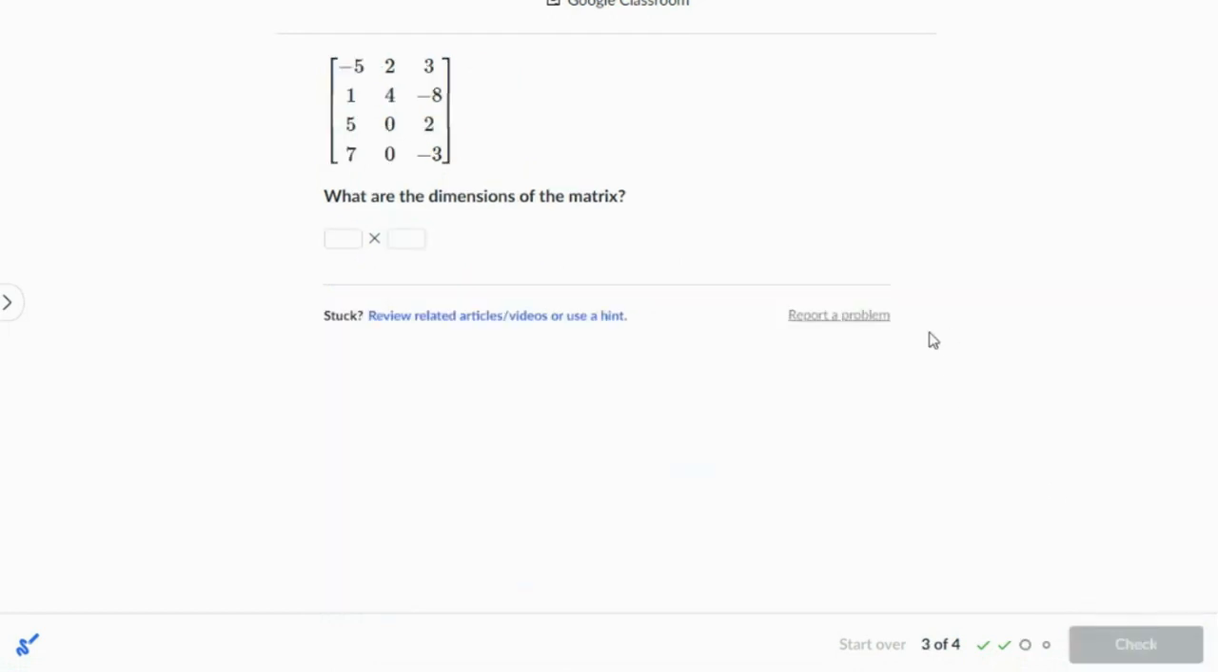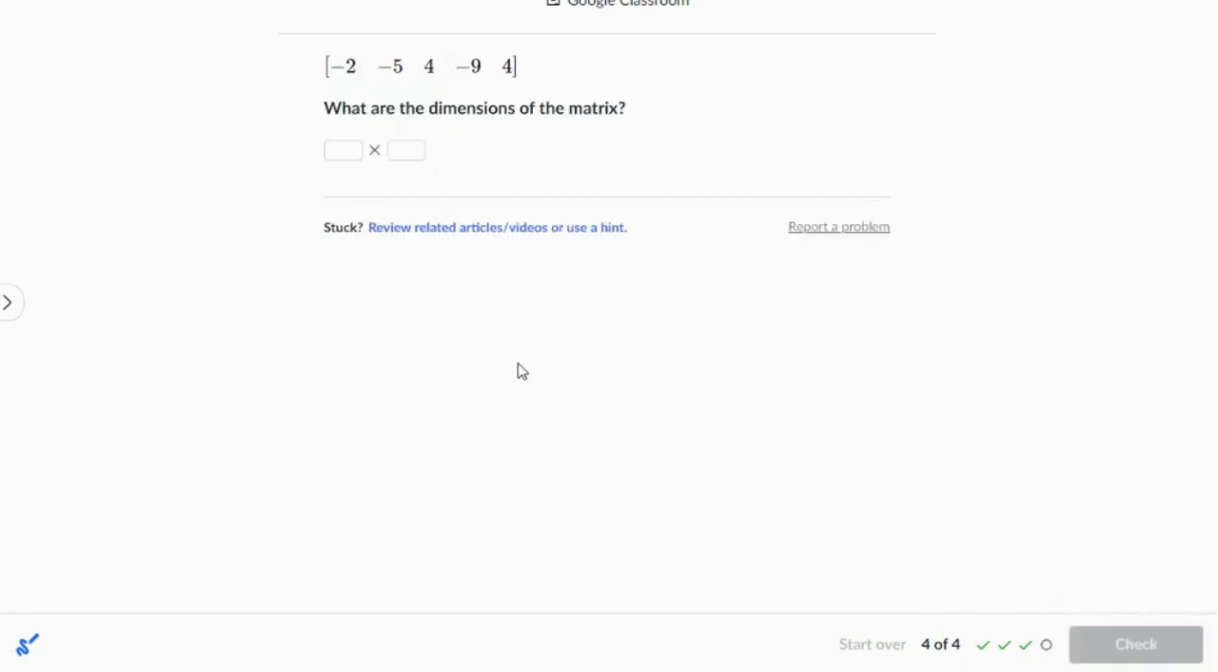Next question. What are the dimensions of the matrix? You guys got this. You're getting good. 4 rows, 3 columns. I see 4 by 3. Hit check. Good work. You got it. Onward. Last question. What are the dimensions of this matrix?